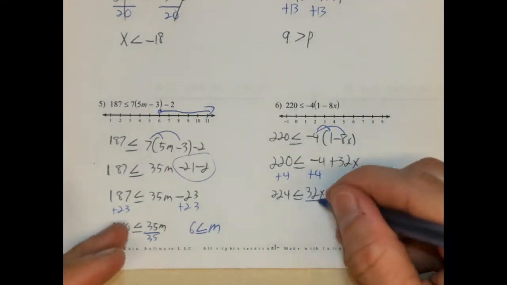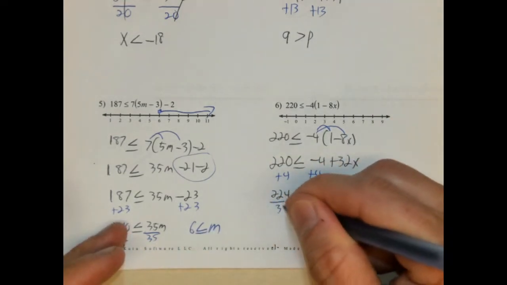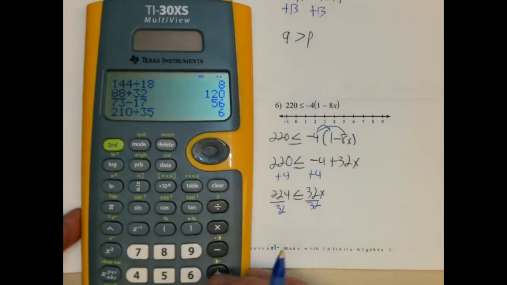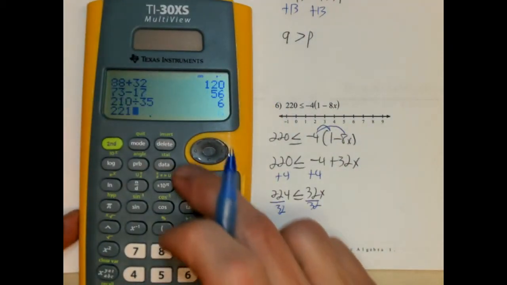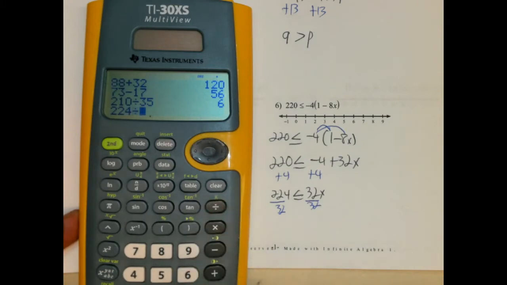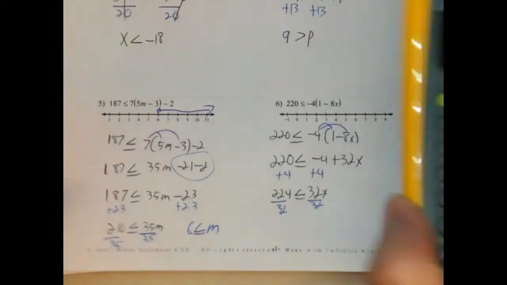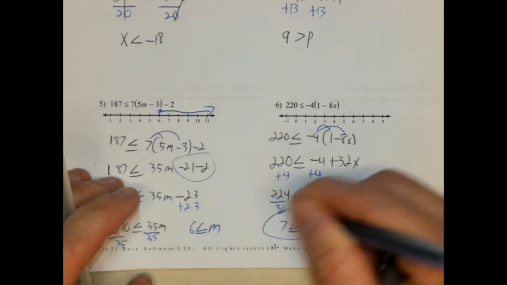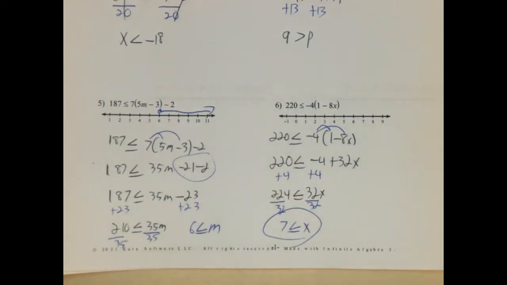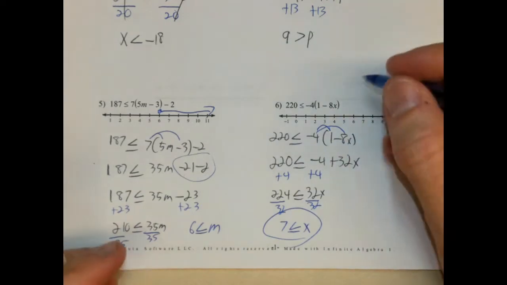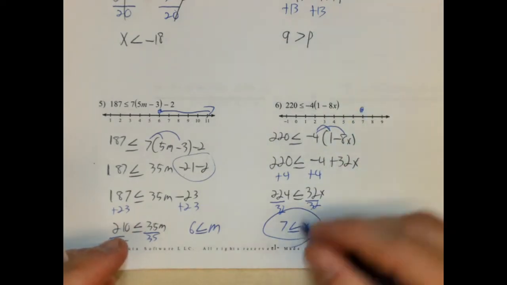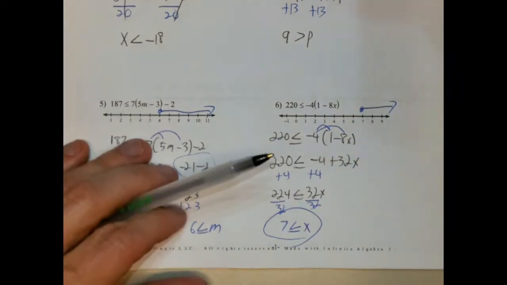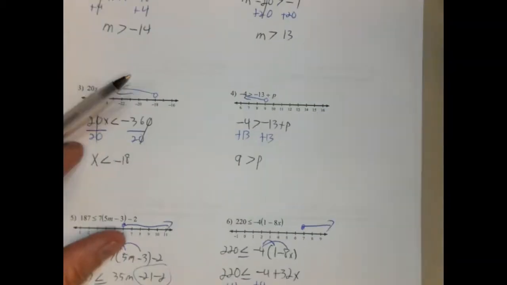Let's divide both sides by the coefficient. So 224 divided by 32 is 7. So 7 is less than or equal to x, so x is greater than or equal to 7. So we're going to put a filled in circle because it's inclusive of 7. It's saying x is greater than, so we're going to the right. There we go. I'll zoom out so you guys can see that.